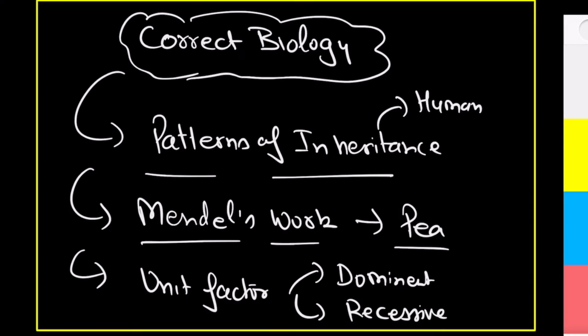And we have discussed that generally the dominant factors are expressed in the F1 generation, while the recessive factors will be expressed only when these factors are in homozygous condition. So hopefully you have learned clearly monohybrid cross, dihybrid cross, and you have clearly understood the Mendelian work. Now we will discuss how this Mendelian work can be applied in the case of humans.